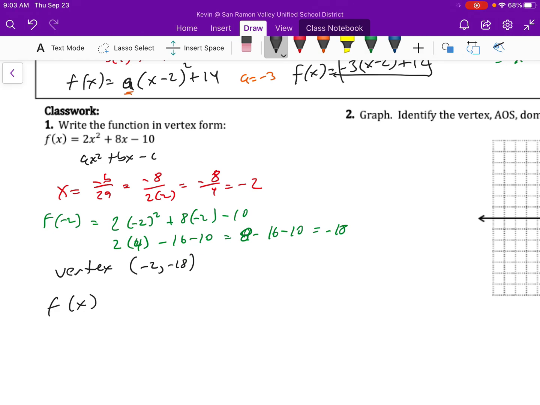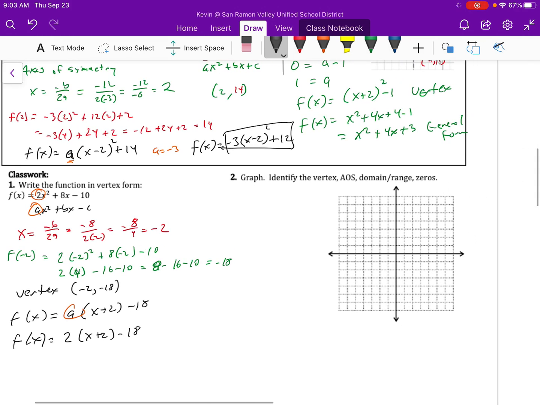f of x equals a times x plus 2 squared minus 18. And again, here's our a. So f of x equals 2 times x plus 2 squared minus 18. It wants us to use that information now to identify the vertex. We've already done that. So our vertex is negative 2, negative 18. Our axis of symmetry is x equals negative 2.